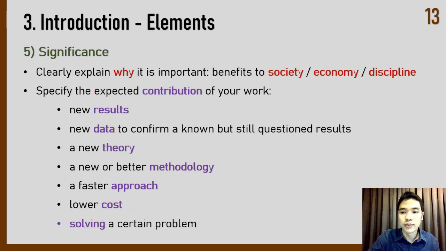And the last element would be the significance of your research. So you need to clearly explain why it is important. It could be benefits to the society, economy, or your discipline. And you need to specify the expected contribution of your work. For example, new results, new data to confirm known but still questionable results, a new theory, a new or better methodology, a faster approach, a lower cost, or solving a certain problem.